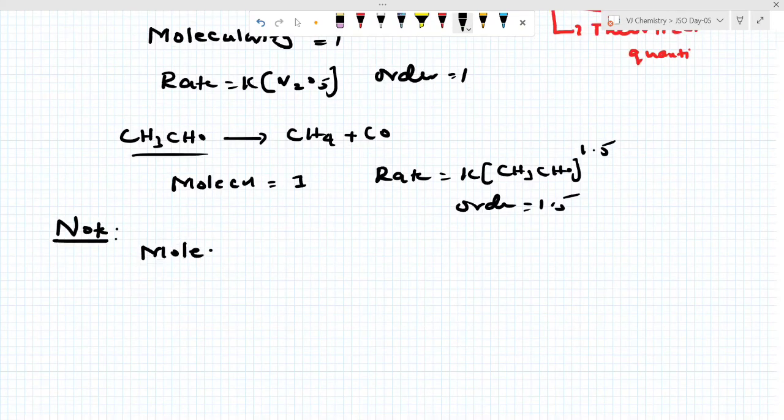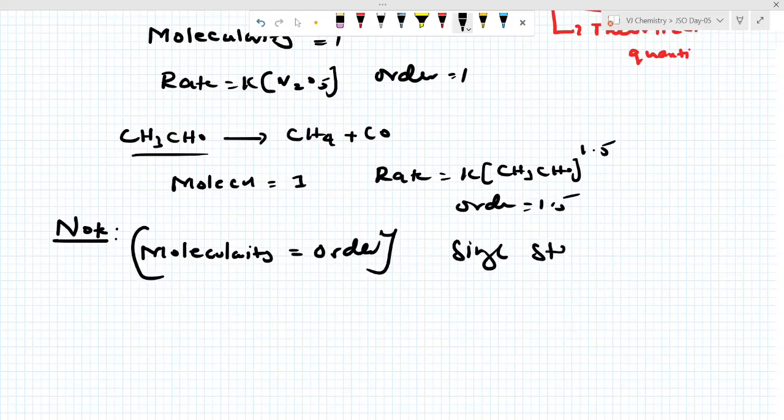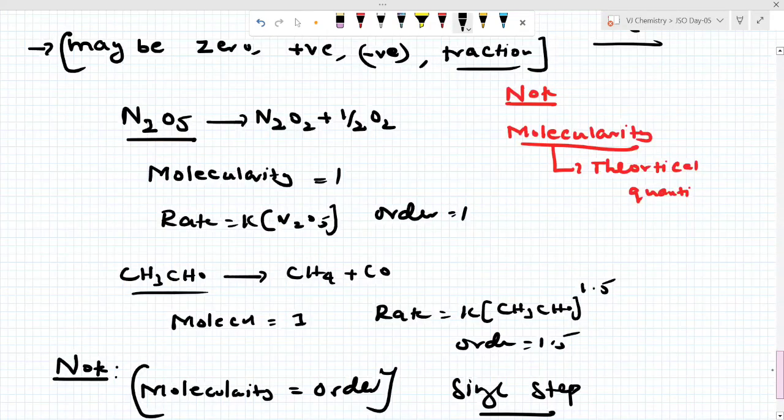மாலிகுலாரிட்டியும் ஆர்டரும் எப்ப சேமா இருக்கும் அப்படின்னா சிங்கிள் ஸ்டெப் ரியாக்ஷனா இருக்கும். அவன் கொஸ்டின்ல கொடுக்கணும். ஓகேவா? அந்த கண்டிஷன் கொடுத்தாதான். கொஸ்டின்ல வந்து ஃபார் எக்ஸாம்பிள் இப்படி கொடுப்போம். புரியுதா? இப்படி கொடுத்தா இது சிங்கிள் ஸ்டெப் வச்சுக்கோ.